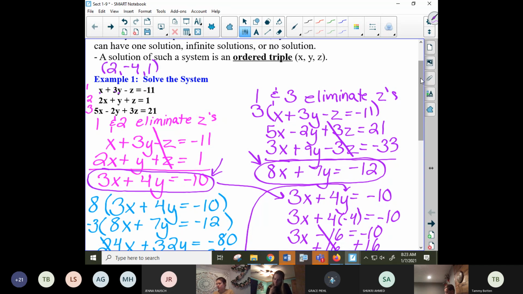If I put 2 into the second one, 2 times 2 is 4, plus a negative 4 is 0, plus 1 is 1, so that works. And generally, if it works in one, it's going to work in all of them, but you really should check all of them. Okay? All right.